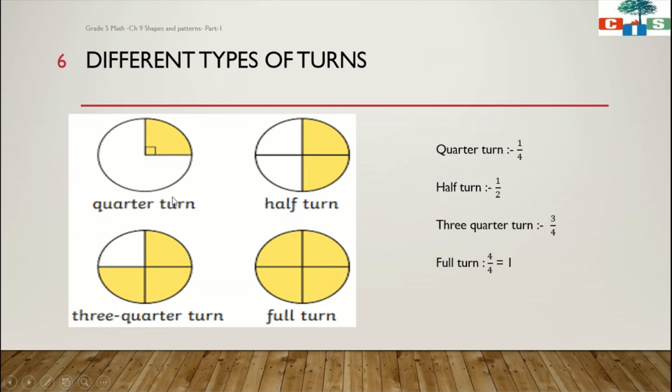Now the last turn is the full turn. Suppose an object is standing over here and after completing 4/4 it has again reached the same place. So it is a full turn that is represented by 1 because it has completed 4/4. It means full turn.